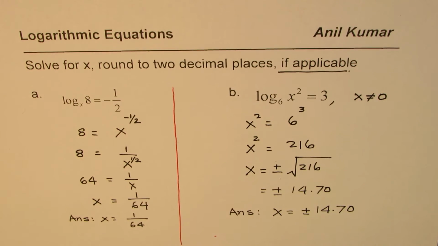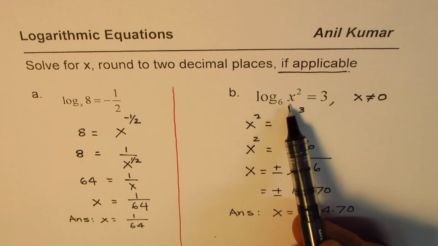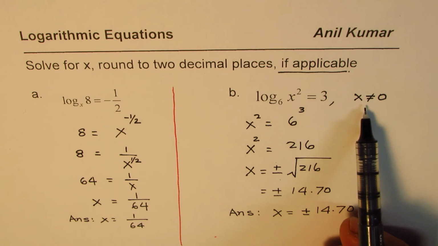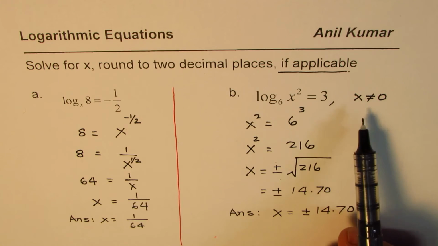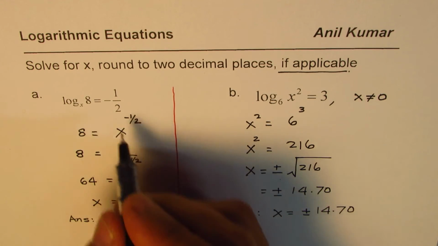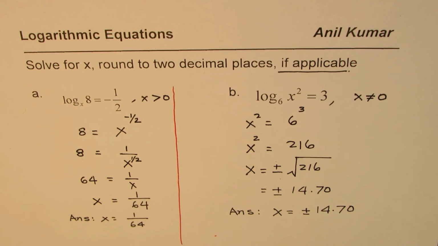So here is a reminder. In logarithmic equations, you can get extraneous roots. You have to always check with the domain. So once you start working with the equation, write down the domain. No hesitation, right? So we know here x should be not equal to 0. In this case, we know x should be greater than 0, correct? So the negative answer was not acceptable. Well, we didn't get that also, that's okay.